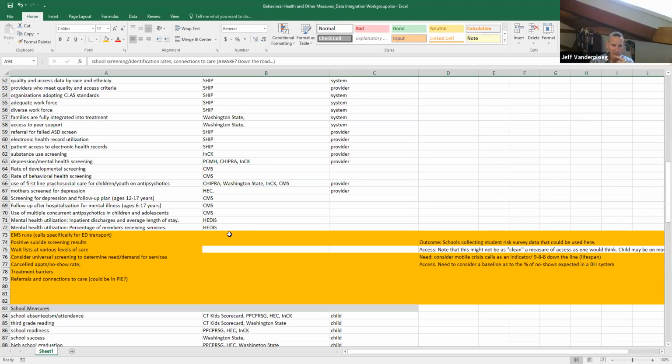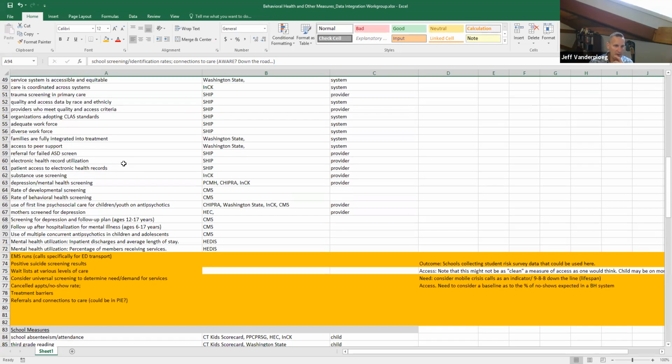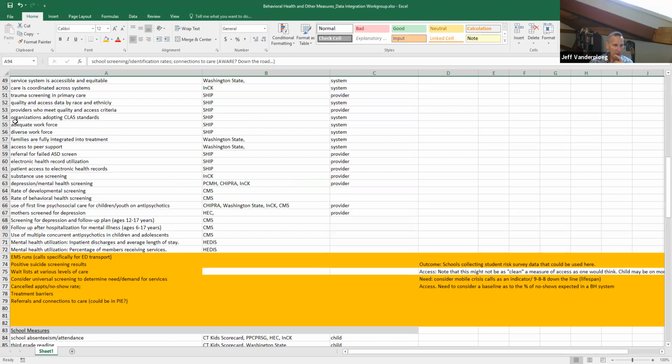It does, I think, make a broader point here around identification and screening rates. There's a few in this block having to do with screening. And I think one way of thinking about whether our system is working well is knowing that, just to throw out two examples, schools and pediatricians are screening for behavioral health. I mean, that is something that I think is really important to a well-functioning system. So I happen to like a few of these. There's a few of these up here.